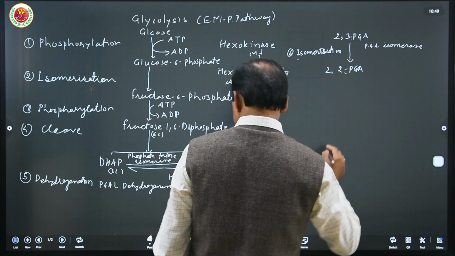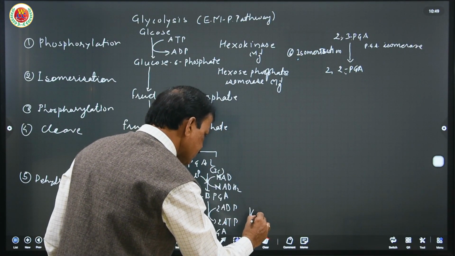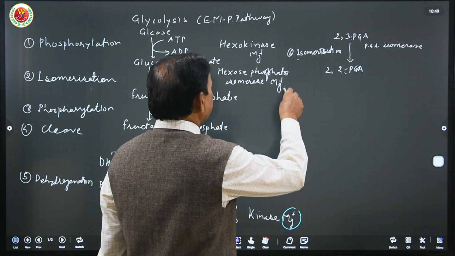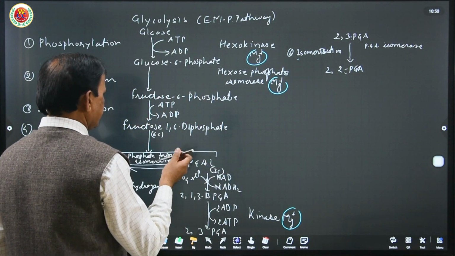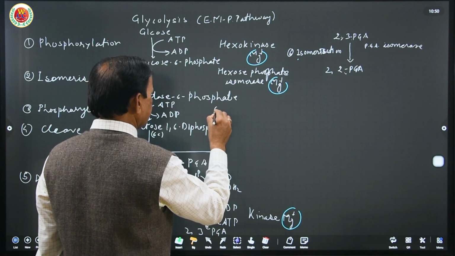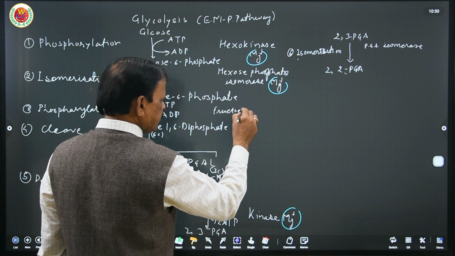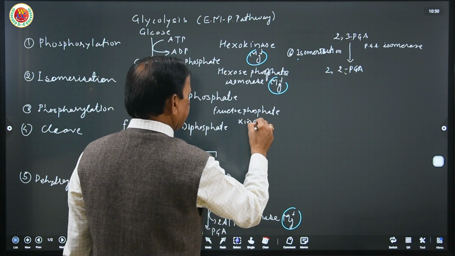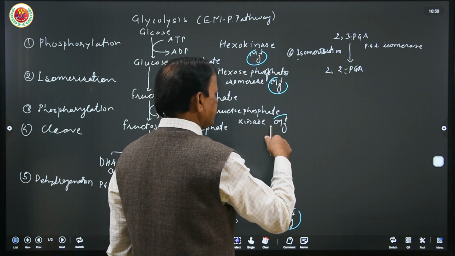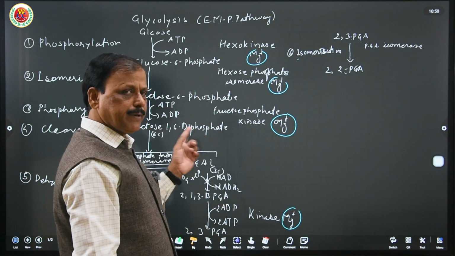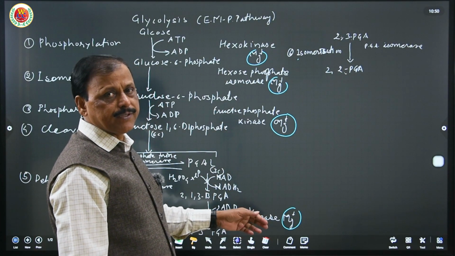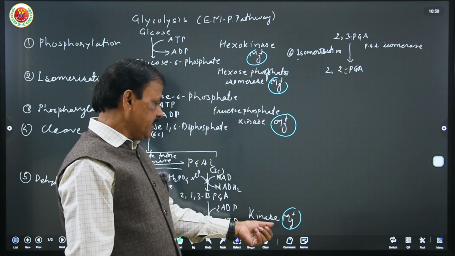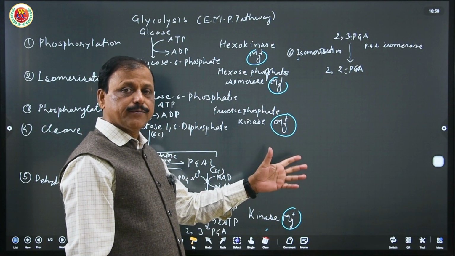Now this dephosphorylation occurs in the presence of the enzyme kinase and the cofactor magnesium. We have to remember the cofactor as and when it is used. Here also dephosphorylation occurs in the presence of fructose or hexose phosphate kinase, and that cofactor is magnesium. So at these three places in continuation, magnesium acts as a cofactor. As and when there is phosphorylation or dephosphorylation, the process occurs in the presence of a kinase enzyme, and the cofactor along with that kinase is always magnesium.